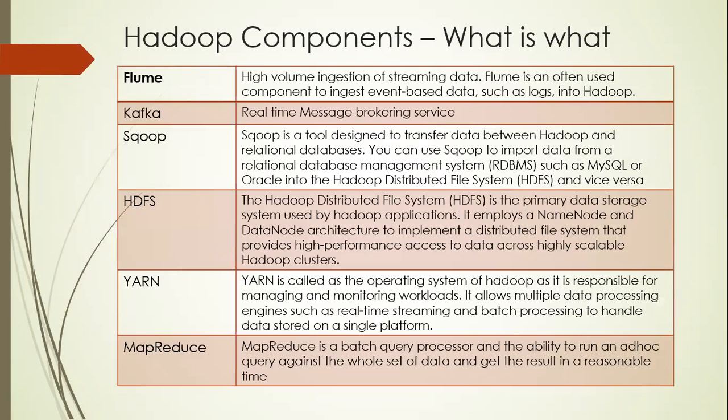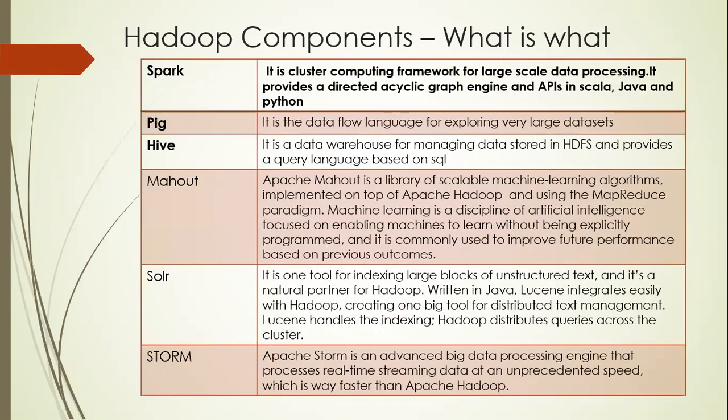And MapReduce is nothing but a batch query processor with the ability to run an ad hoc query against a whole set of data. That is the basis for Hadoop, where the computation on the data is done in MapReduce. And Spark is a general computing framework for large-scale data processing. It provides a directed acyclic graph engine and APIs in Scala, Java, and Python, and even R can be used with Spark. Spark, the highlighted ones, we will be seeing in detail. Spark is also a powerful tool which helps to process the data.